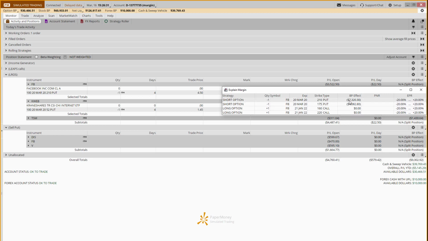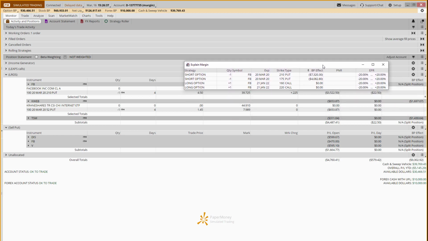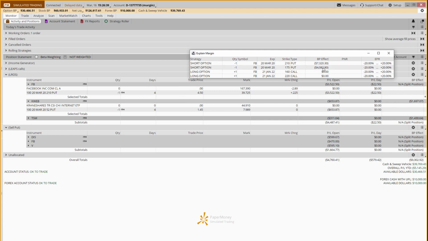For the short position, this is the buying power that the Thinkorswim broker budgeted aside, but the real figure should be higher, right? So I need to again add this back to my buying power, and then I minus the full amount required, which in the Facebook case should be 210 times 100 shares, so about 21,000. Yeah, there's the figure. So you need to do this exercise for all your sell put positions. All right.